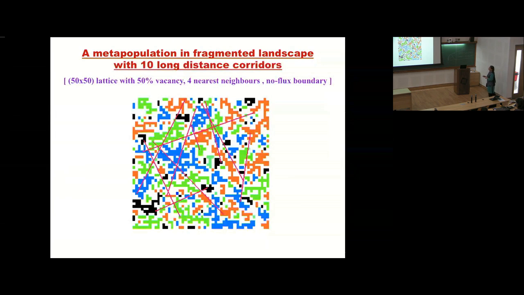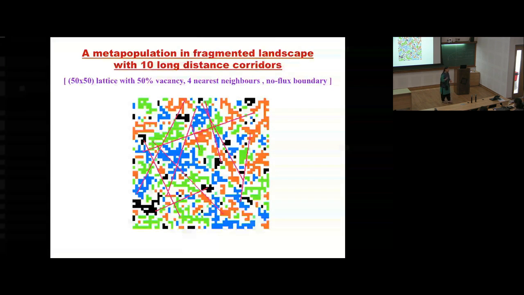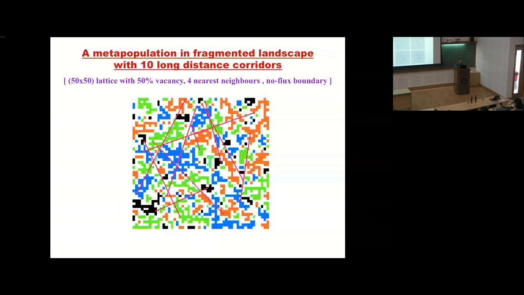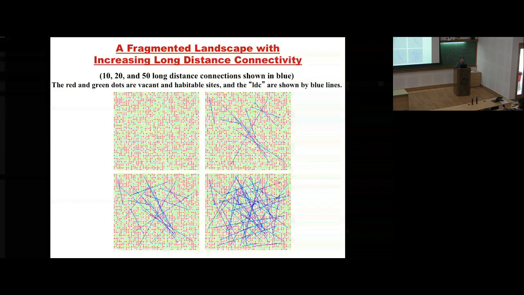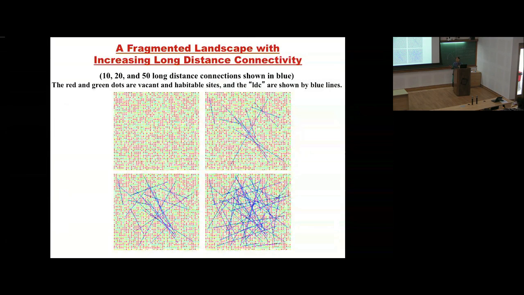Bridges, highways which connect from one point to the other point without connecting the midways, these are all long distance connections. So this is one way of modeling these long distance connections, and you can have very many different types of situations. This is when no connections are there. Here about 10 connections, 20 connections, 50 connections. You can see the more the connections, the more the different populations are getting connected. So they are becoming more and more connected.